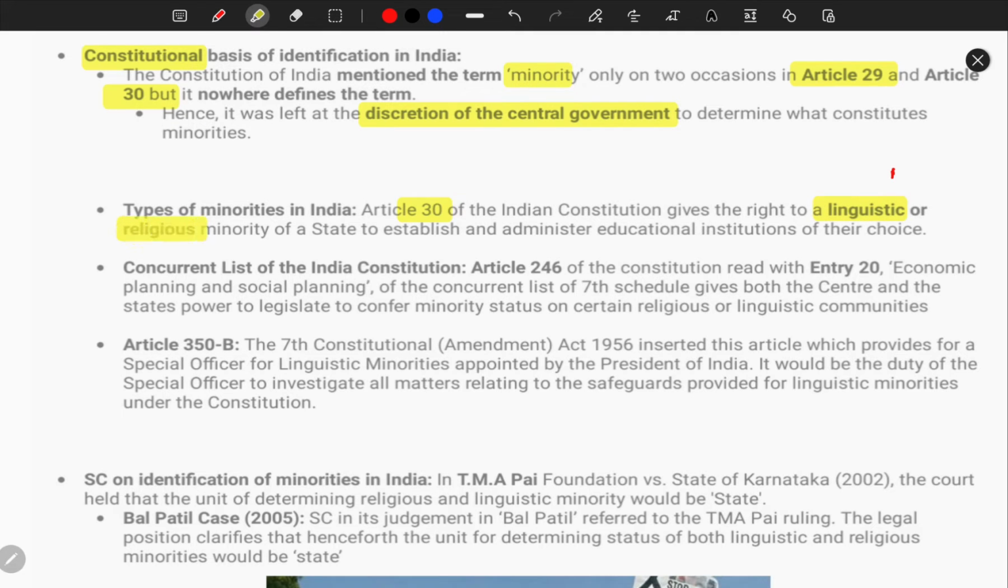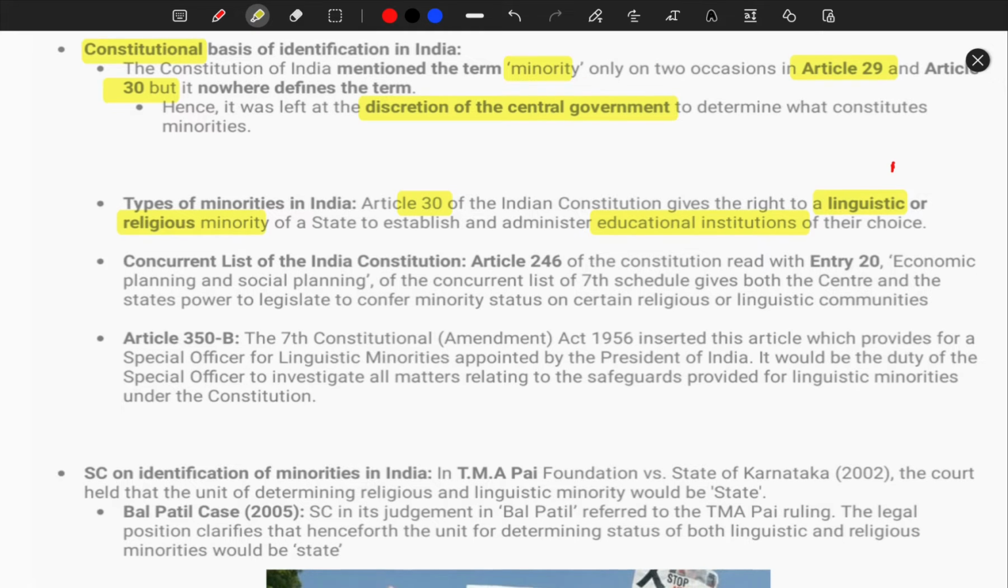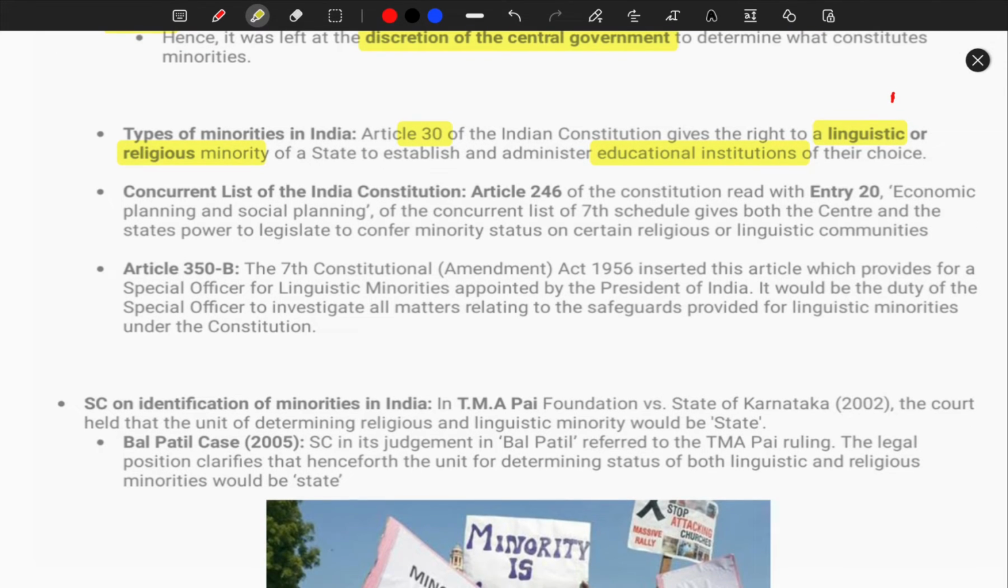One is linguistic and the other is religious minorities, which means they have a right to establish and administer educational institutions of their choice, because there are certain religious institutions, like madrasas based on Islam, and Christian institutions. To establish them and to protect their linguistic and religious identity, they have a freedom. It is a fundamental right under Article 30.